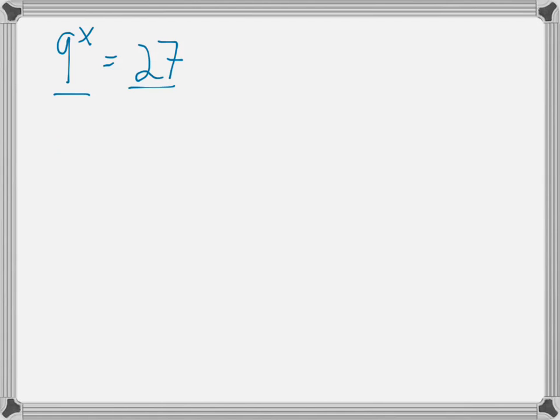Here's what I'm going to do. Since I realize that there's a common base between these two numbers, I'm going to rewrite them in terms of bases of 3. Sorry, 9 is 3 squared and 27 is 3 cubed.